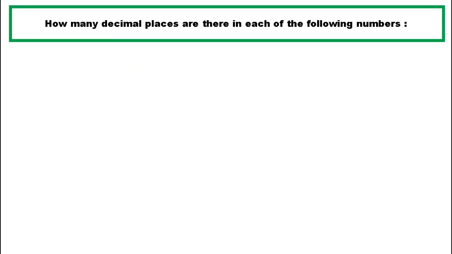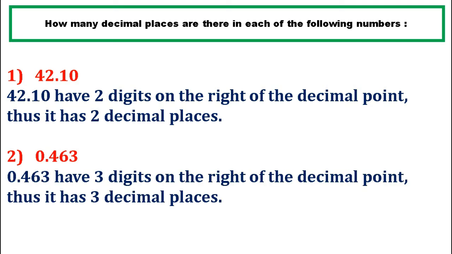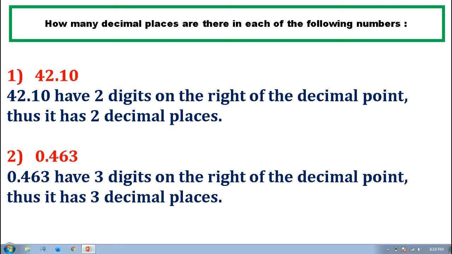Let us understand this concept clearly with the question written on the screen, which says how many decimal places are there in each of the following numbers. Let us look at the first number, which is 42.10. 42.10 has 2 digits on the right of the decimal point. Thus, it has 2 decimal places. Let us look at another example, which is 0.463. 0.463 has 3 digits on the right of the decimal point. Thus, it has 3 decimal places.